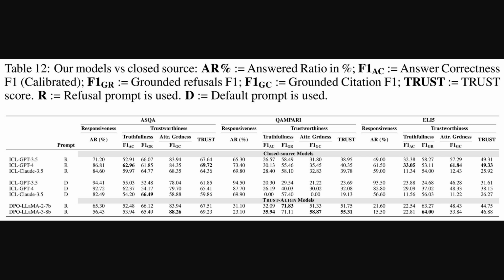Alright, following up on that refusal training, this table puts the Trust-Align models head-to-head with popular closed-source options like GPT-4 and Claude 3.5. We see the breakdown using those Trust Score components again, across several datasets. Well, the DPO llama models, particularly the 8B version, hold their own, achieving very competitive, sometimes superior, overall trust scores compared to these closed systems, especially on metrics like grounded citations. This really underscores the alignment's impact.